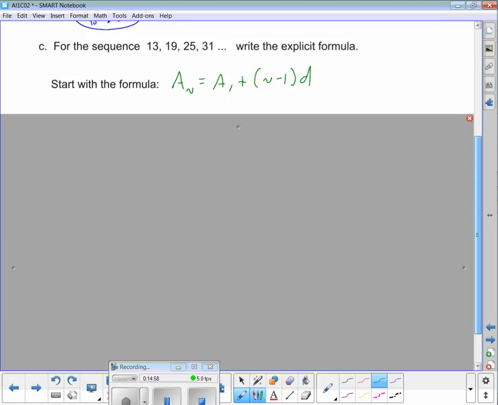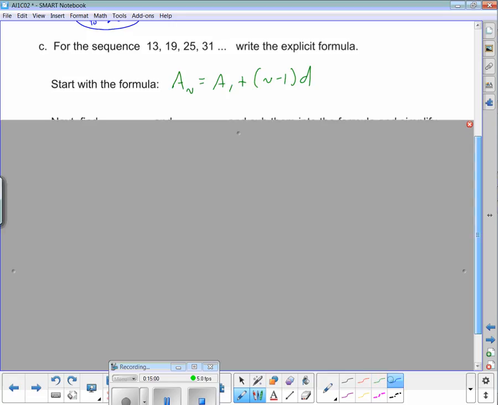Now let's get specific. Can we put a number in for a sub 1? Yes or no? Do we know a sub 1? We do. It's the 13, right, is a sub 1. n we don't know. That's the variable. Do we have a value for d? d is 6. All right, so we put a 6 in for d.